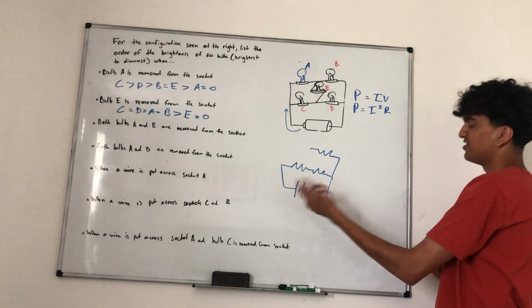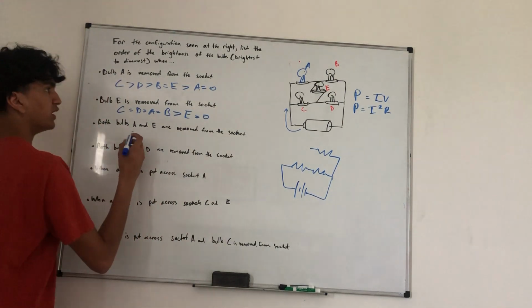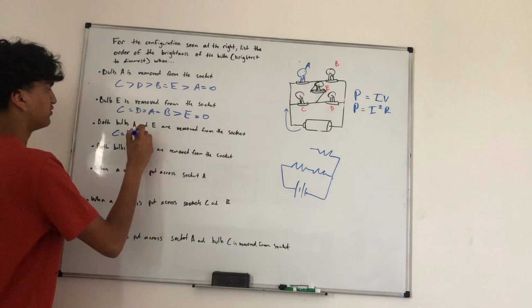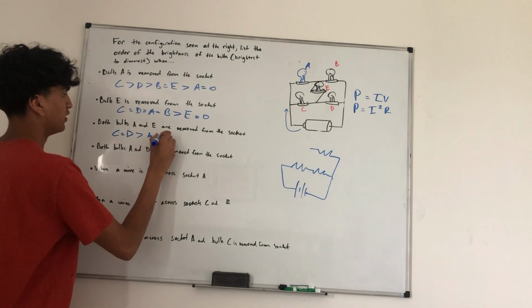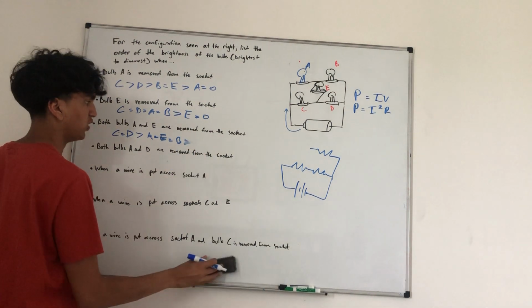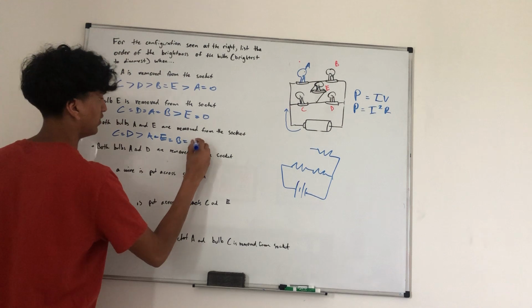So C and D, they're in series. They're going to have the same brightness, but B kind of short circuits, I guess you could say, in the sense that there's no more current that's going to go through B if you remove those little wires, if you remove the bulbs from the socket.